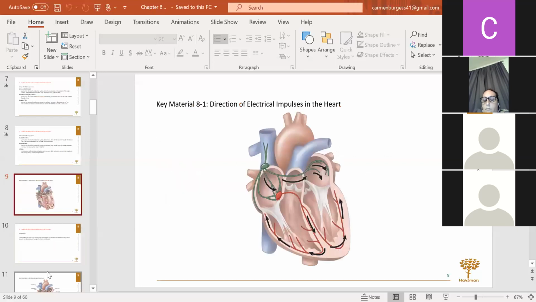Let me see, here's a good one. Does everybody see this? The direction of electrical impulses in the heart? Mm-hmm. Okay, so we already talked about this. What do you think this green little node is here?